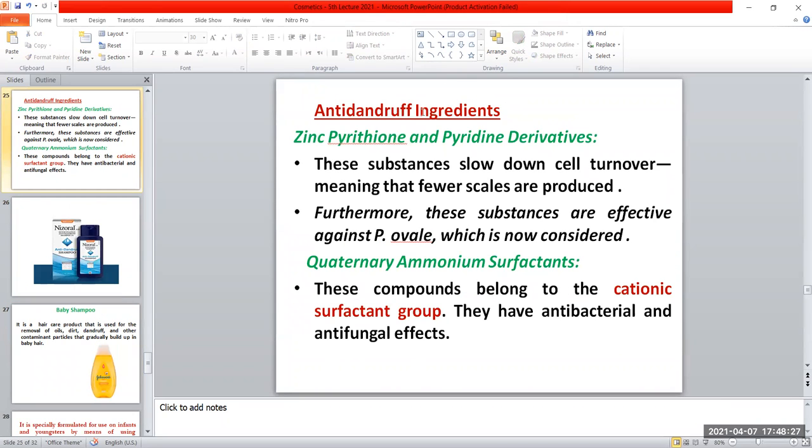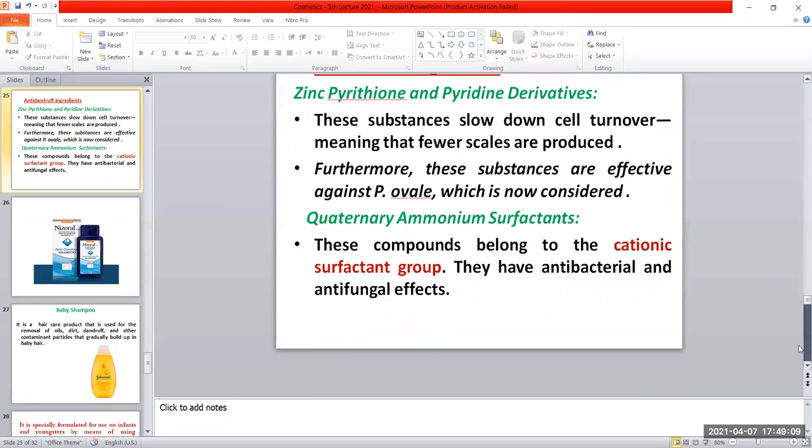There are different types of anti-dandruff ingredients such as zinc pyrithione and pyridine derivatives. These slow down the cellular turnover, with fewer dandruff scales produced. They were also found to be effective against certain types of microorganisms such as Pityrosporum ovale, which is now considered to appear much more in dandruff cases. There are also quaternary ammonium surfactants, which are cationic surfactants, and they have antibacterial and antifungal effects.